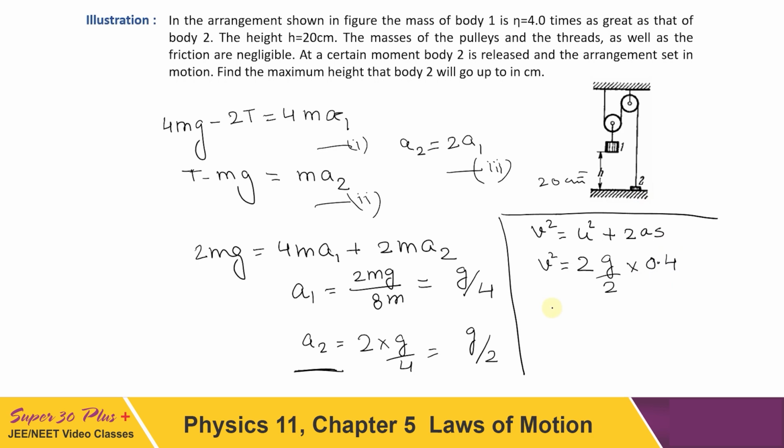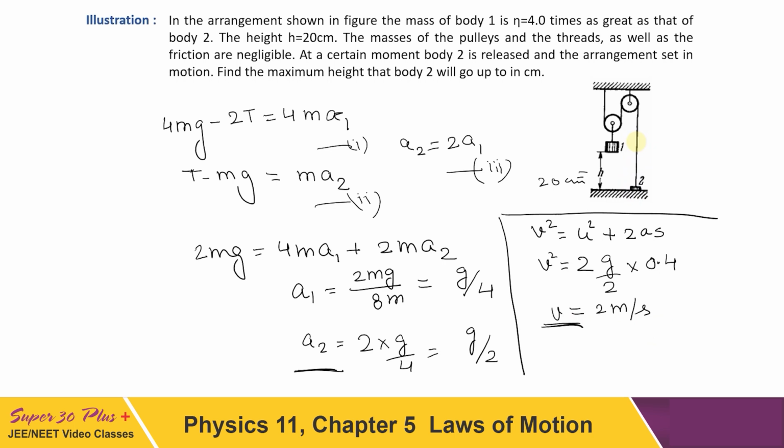If I solve it, this will come out to be 2 meter per second. Velocity we got is 2 meter per second. At this moment, body 1 has struck the floor, and after this body 2 will have acceleration equal to acceleration due to gravity. So it has started with this velocity 2 meter per second in upward direction, already has reached a point 0.4 meter, and then it will go some height up so that its velocity becomes 0 at the maximum height.